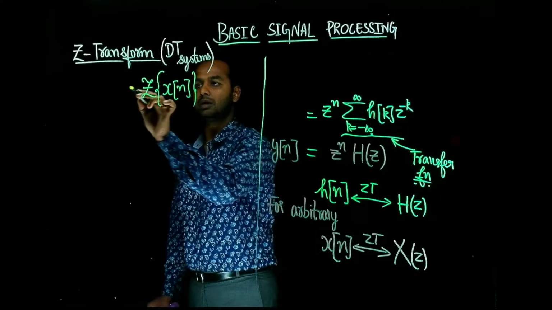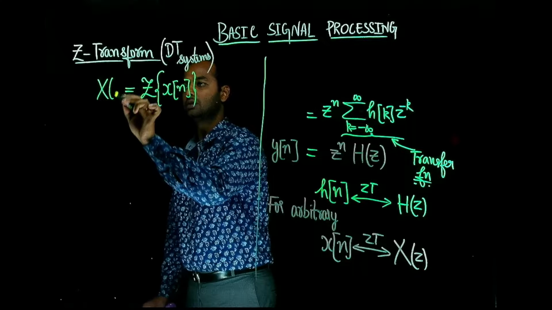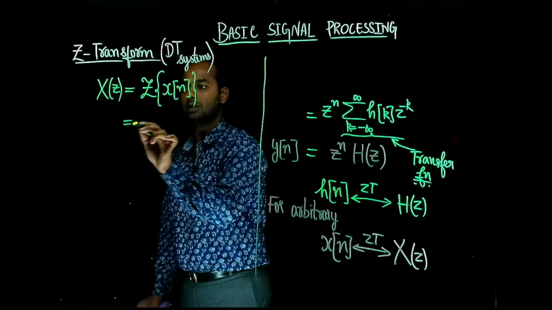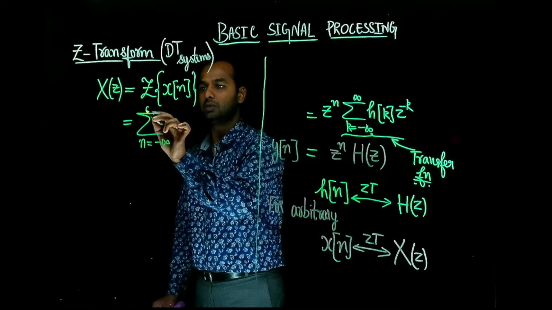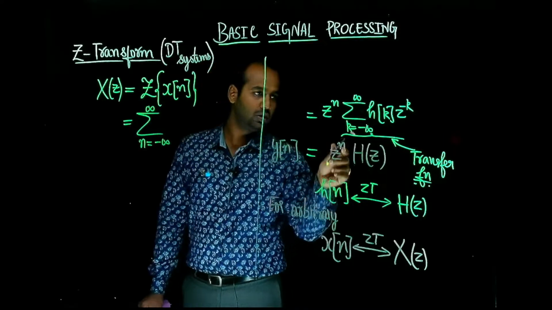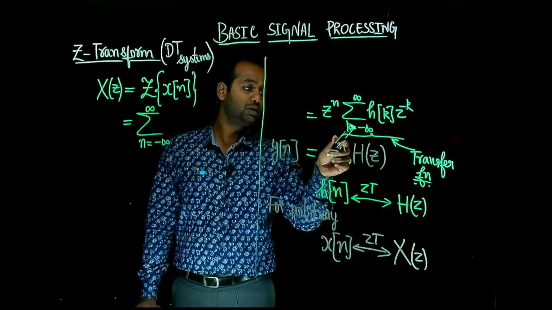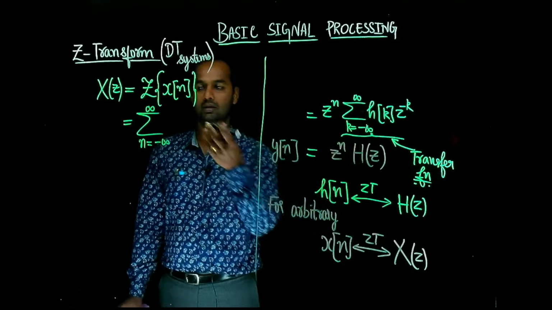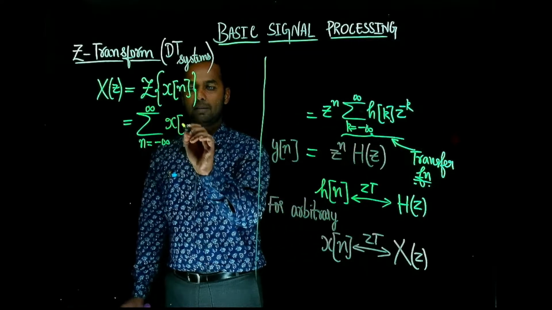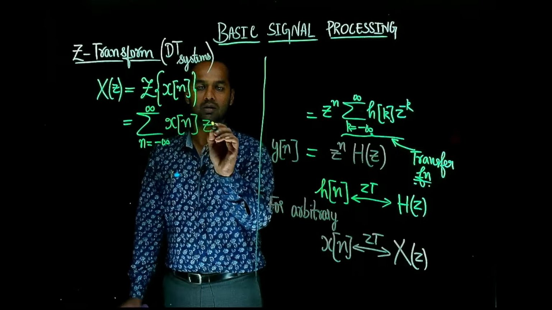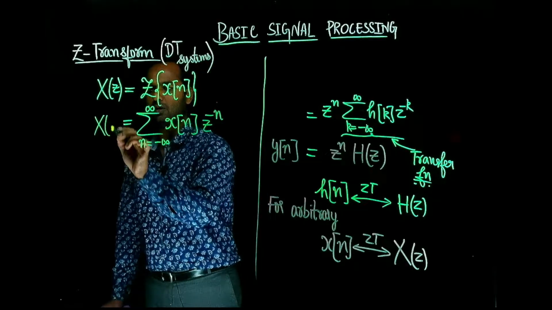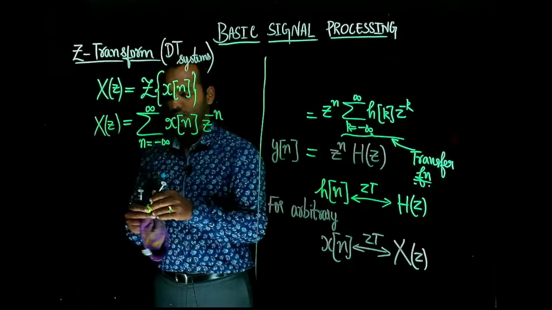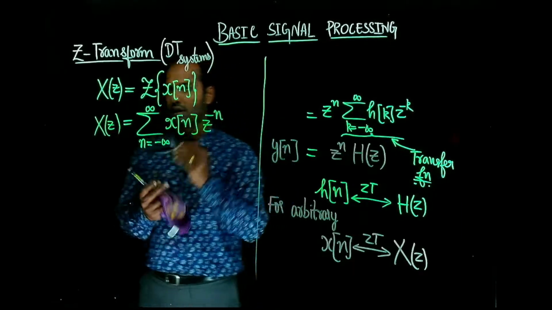That means in general, the Z transform of a discrete sequence is represented as capital X of z, which is equal to summation n from minus infinity to plus infinity, where I have used n as the independent summation variable instead of k, x of n into z power minus n. This is the standard expression for the Z transform of an arbitrary discrete time signal.